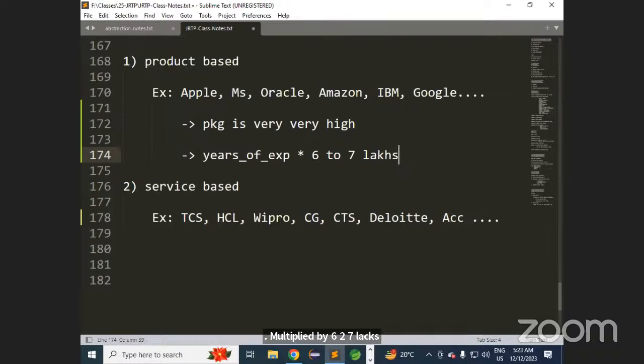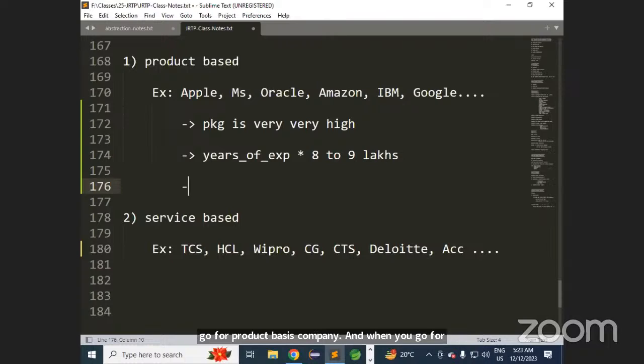Okay, with your years of experience, some companies are giving 8 to 9 lakhs also. If you have 2 years experience, 2 multiplied by 8, 16 lakhs package they can give you. If you have 3 years experience, 3 multiplied by 8, around 24 to 25 lakhs package they will offer. So package structure will be very, very high when you go for a product-based company. And when you go for a product-based company, the interview will be tough.